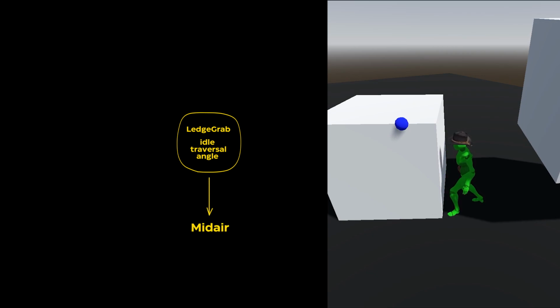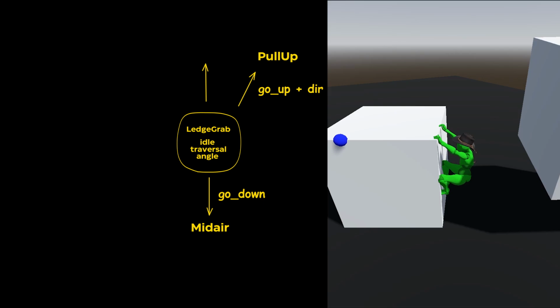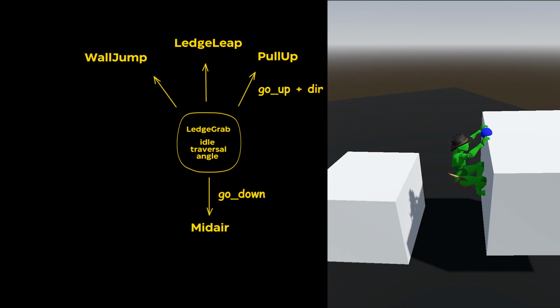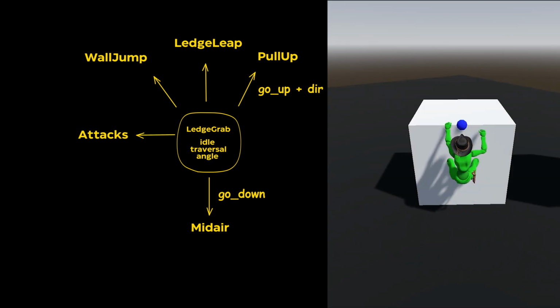We can let go of the ledge and fall if the go down action is inputted. We pull ourselves up if the player inputted the go up action, and the input vector relative to the camera points towards the ledge. If the go up action is inputted while the input vector doesn't point towards the ledge, and we sense another ledge we can jump to in close proximity, we do a ledge to ledge leap. If the go up action is inputted but neither pull up nor ledge leap can be done, the character performs the wall jump action. Finally, we accept attack inputs to perform two attacks that are specific to our ledge position.